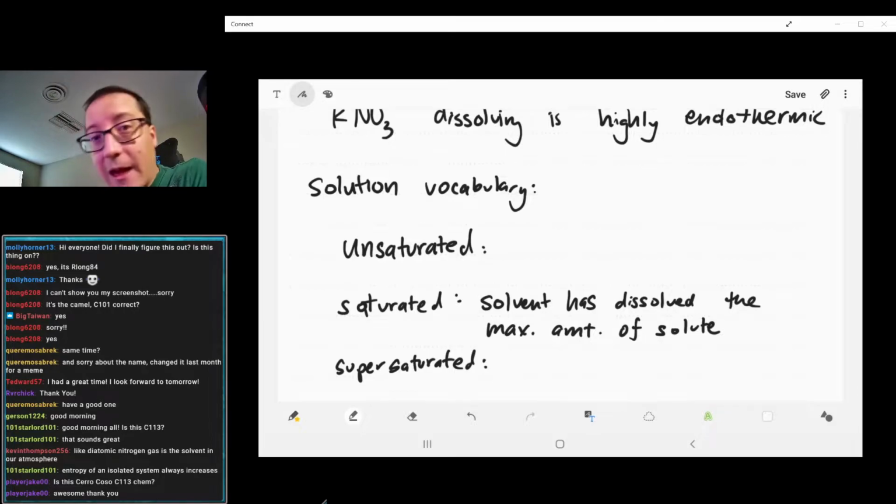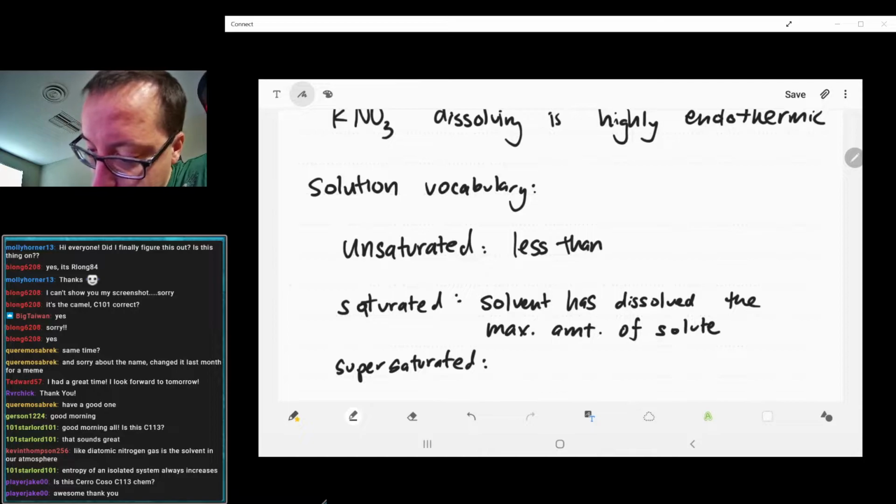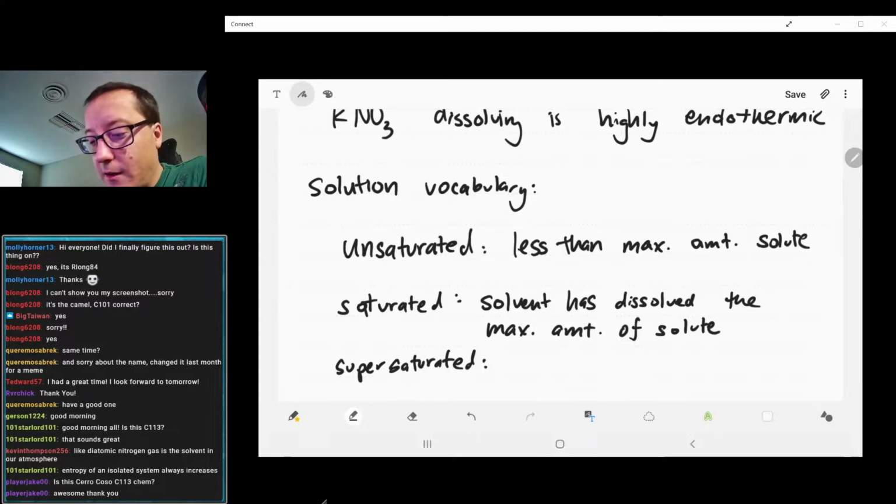So just keep adding salt to your water. Eventually, it will stop dissolving. At that point, your solution is saturated. For something to be unsaturated, it's just not that maximum amount. So like right before you add that last bit of salt, or if you add a little bit more water to a saturated solution, it becomes unsaturated. So it doesn't have the maximum amount anymore.